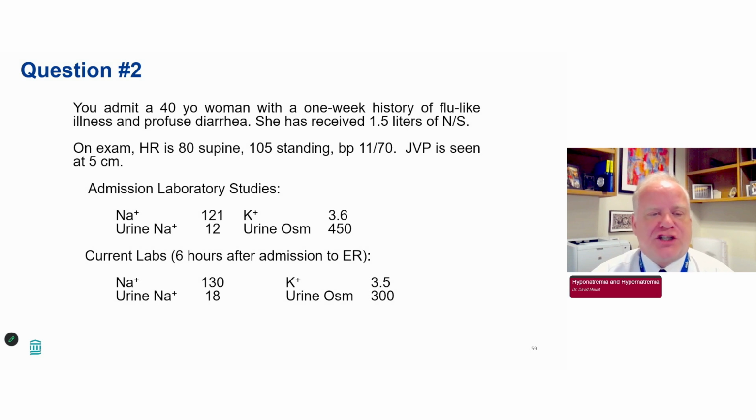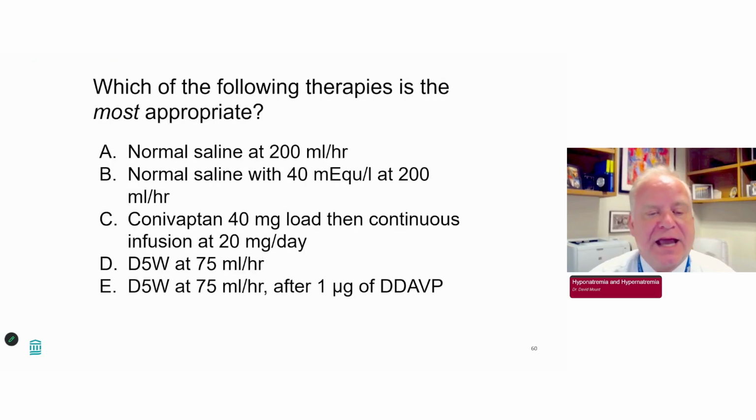So we have another patient, a 40-year-old woman with a 1-week history of flu-like illness and profuse diarrhea. Again, this is a case that I had many years ago. She'd received 1.5 liters of saline, and I got sort of coincidentally called by the ED when she came in, and her urine sodium they had checked before the saline was 12 and a urine osmolality of 450. And then you could see as her urine sodium came up, she was starting to drop her urine osmolality, and she did start to overcorrect.